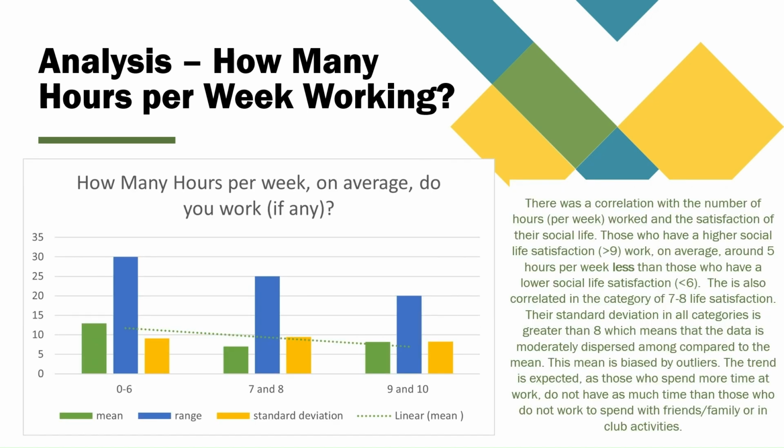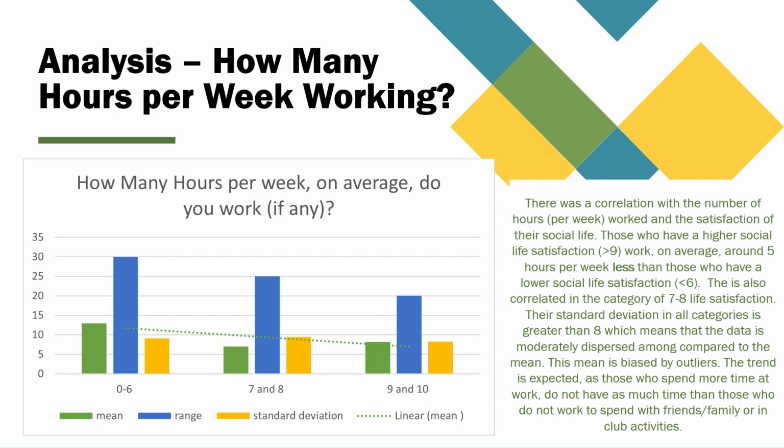So we saw here that there was a correlation with the number of hours per week worked and the satisfaction of their social life. So those who had a higher social life satisfaction, so greater than or equal to 9, had a lot less hours worked than those who rated their social life a 0 to 6. They had a lot more hours worked. And so the difference between those two means was around 5 hours per week.